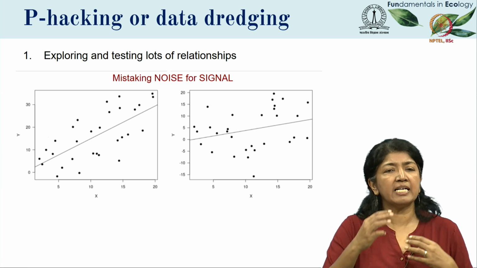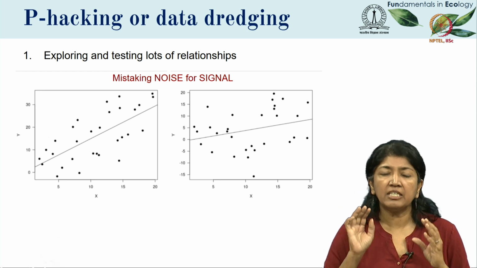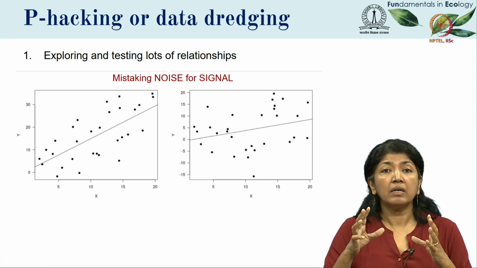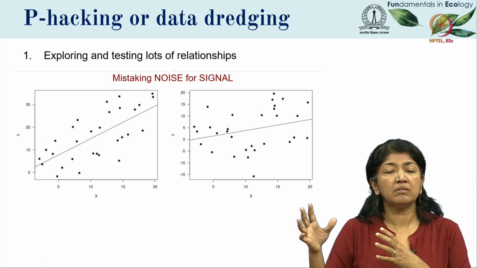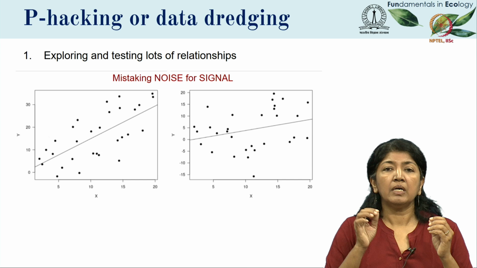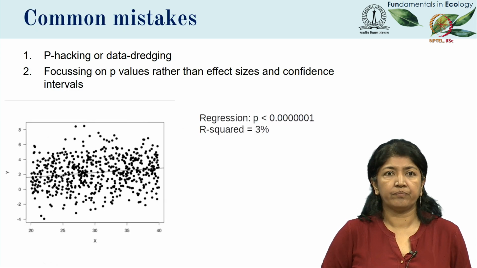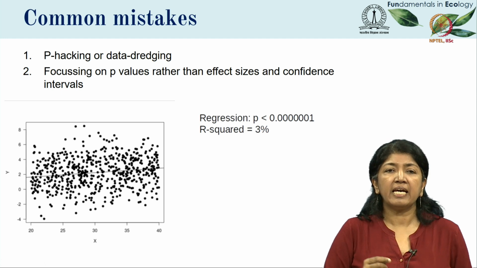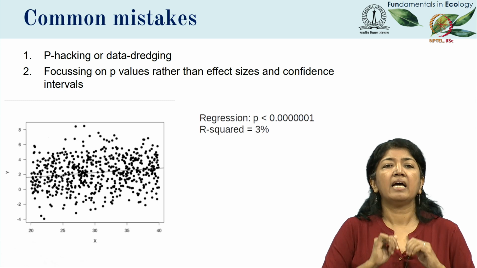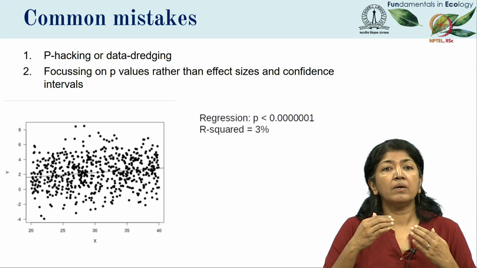So, whenever you test for a lot of relationships, you will find something just by chance, and you will find a relationship that is not a general property of your population, but some peculiarity of your sample. P hacking or data dredging refers to this problem. The second common mistake is to focus on p values rather than effect sizes and confidence intervals, and this becomes a much bigger problem with big data.